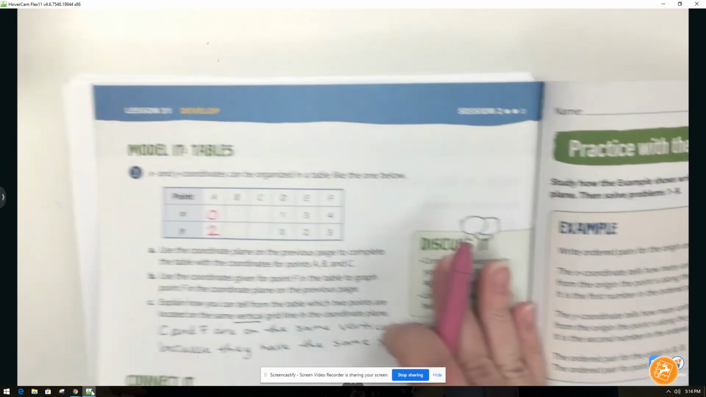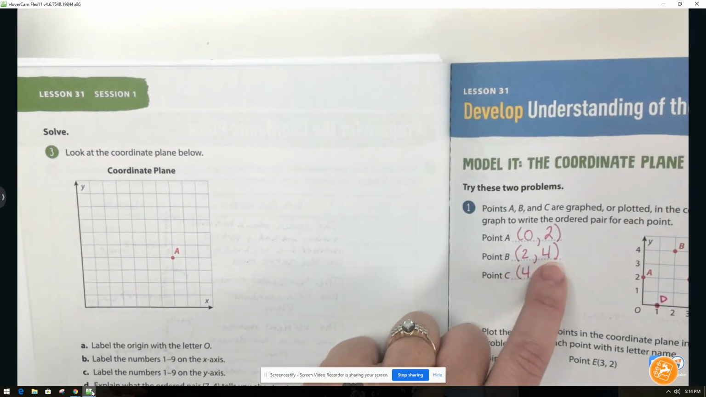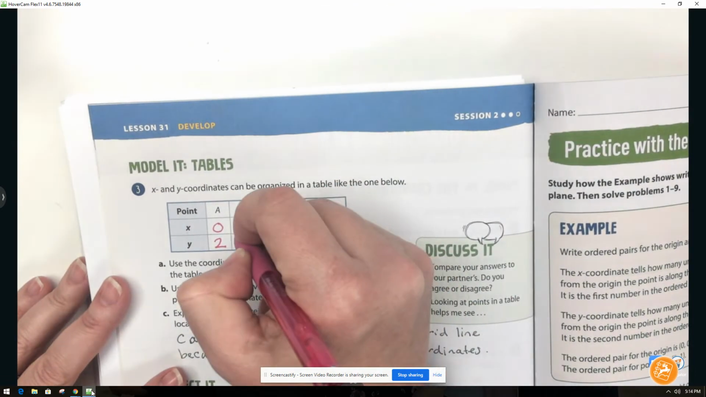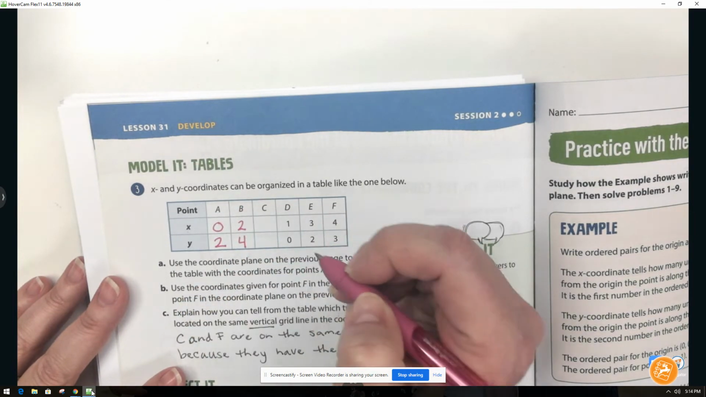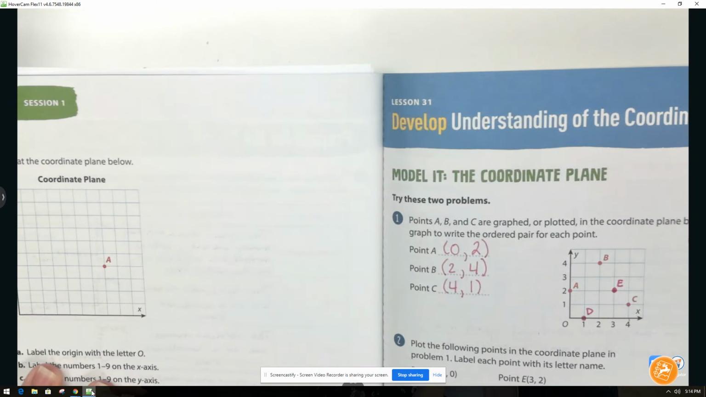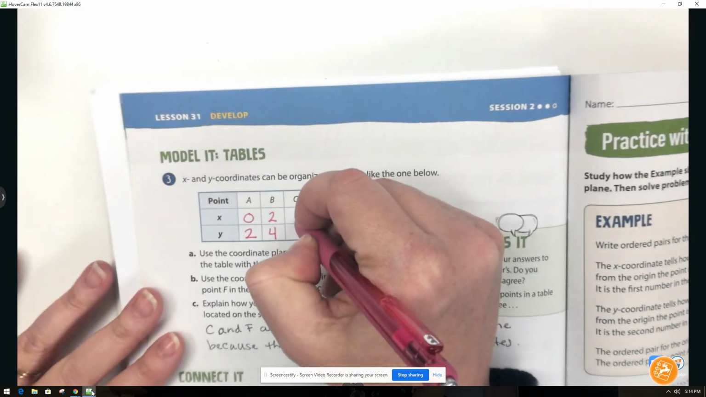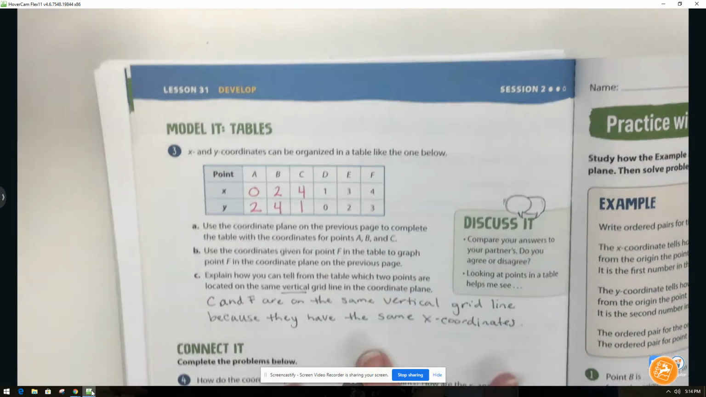Now we're going to look at B. B had an x coordinate of 2 and a y coordinate of 4. So we're going to put the 2 by the x coordinate and then the 4 by the y coordinate. And then finally, C had an x coordinate of 4 and a y coordinate of 1. So we're going to put an x coordinate of 4 and a y coordinate of 1.